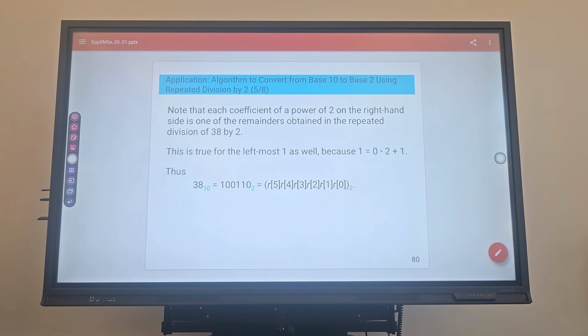Note that each coefficient of a power of 2 on the right-hand side is one of the remainders obtained in the repeated division of 38 by 2. This is true for the leftmost one as well, because 1 equals 0 times 2 plus 1. Thus, 38 equals 100110.